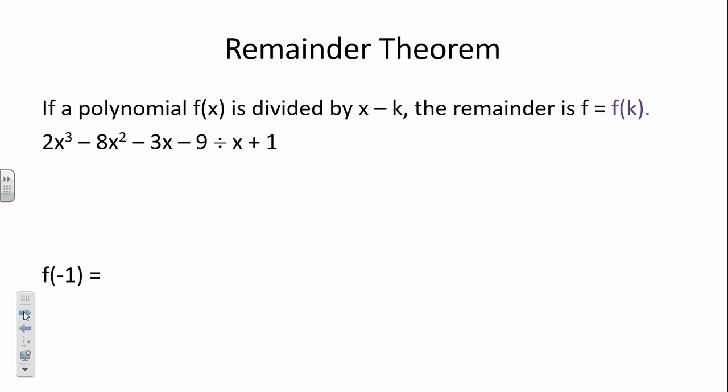So this is the remainder theorem: if a polynomial f of x is divided by x minus k, the remainder is the same thing as f of k. So in this case, this is being divided by x plus 1, right? If I wanted to know what f of negative 1 was, I could plug negative 1 into every one of those spots and evaluate, or I can synthetically divide. So first look for any missing powers of x and write down all of your coefficients, not your leading coefficient only.